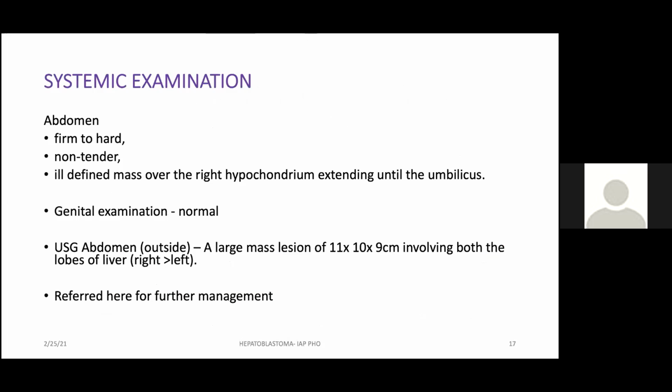Going ahead with the systemic examination. On abdominal examination, there was a firm to hard, non-tender, ill-defined mass over the right hypochondrium extending up to the umbilicus. The genital examination was normal. Ultrasound abdomen done outside showed a large mass lesion of 11 by 10 by 9 centimeters involving both lobes of the liver, the right more than the left. Hence, the child was referred here for further management.